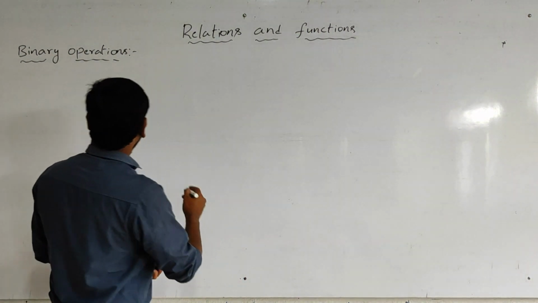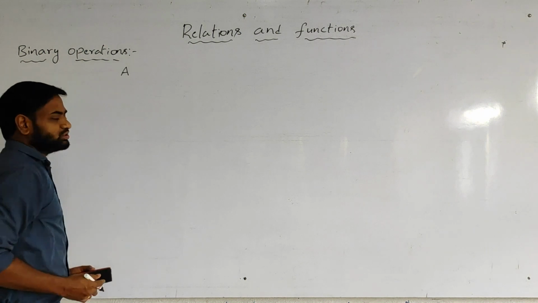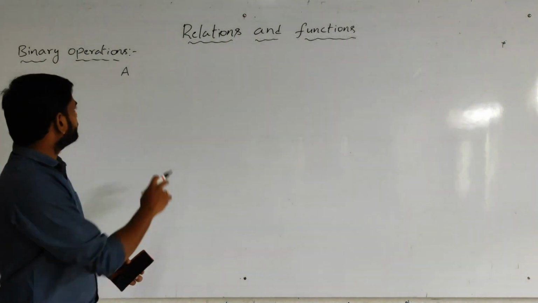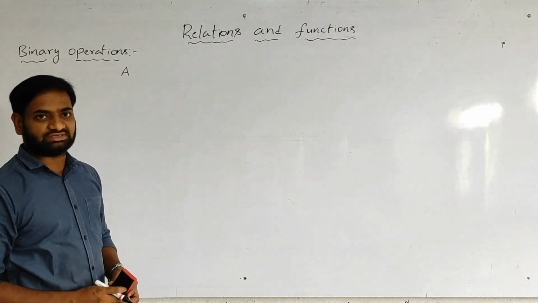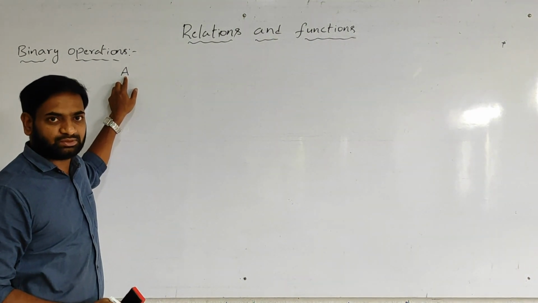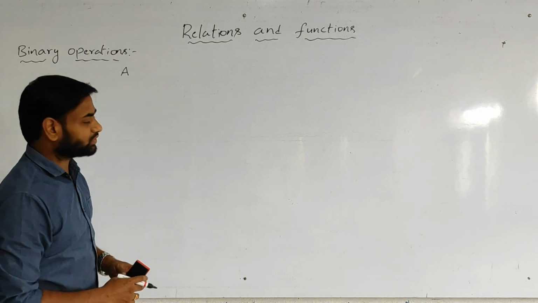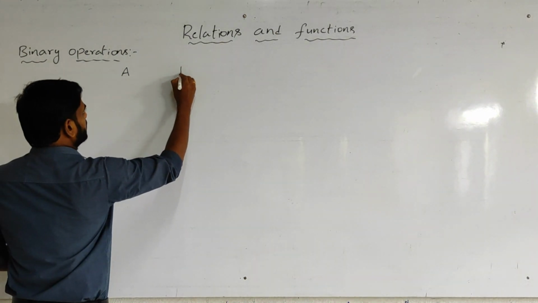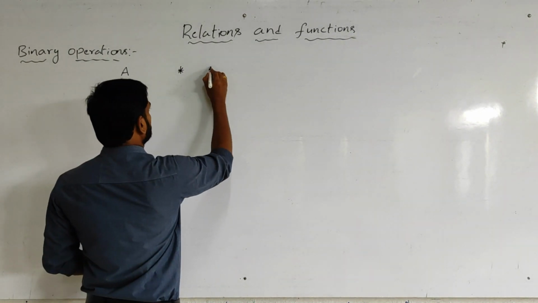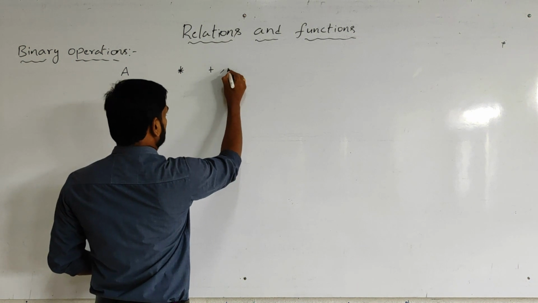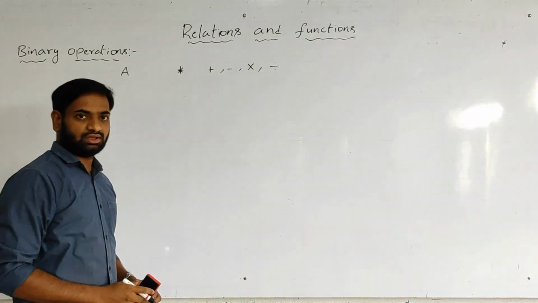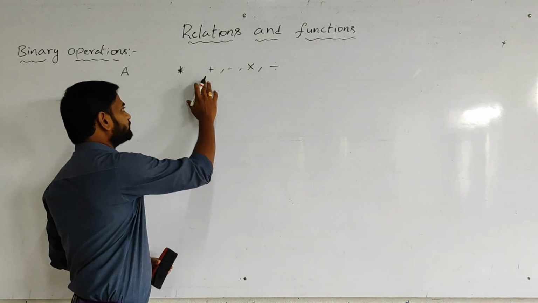Now see here. Suppose capital A is a non-empty set. That means in A there is at least one element. Non-empty set means there is at least one element. Now here I am taking star also. Here star indicates either plus or minus or multiplication or division or combinations of these operations.